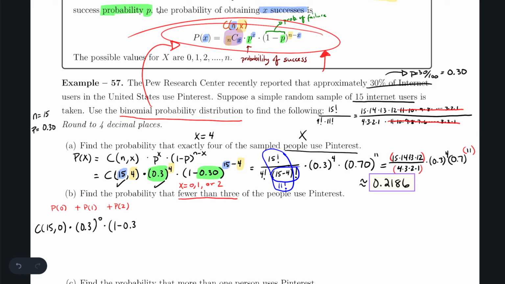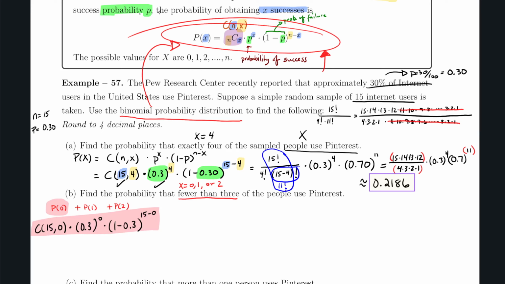Now, with practice, you might mentally quickly say, well, 1 minus 0.3 is 0.7. I'm just going to immediately write that. Feel free to do so. And then raised to the 15 minus 0. So I'm just following the formula, 15 minus 0 here. And again here, once you get used to the pattern, you might just mentally simplify that quickly so long as you're consistent. Now this represents the probability that 0 of the 15 users use Pinterest. There's a bit of simplification left, but the idea is there.